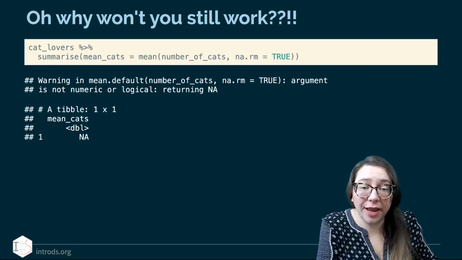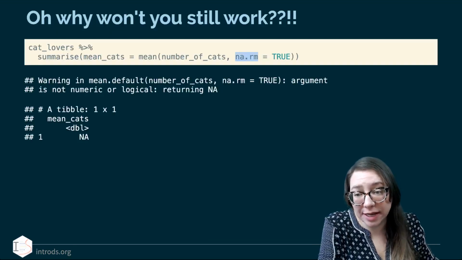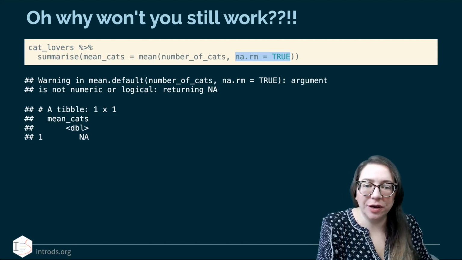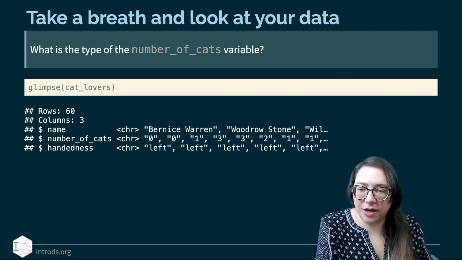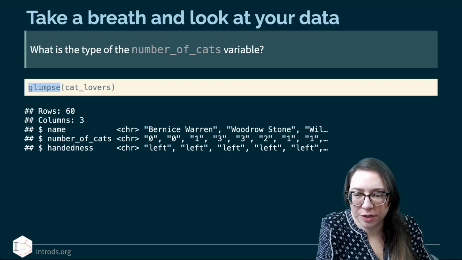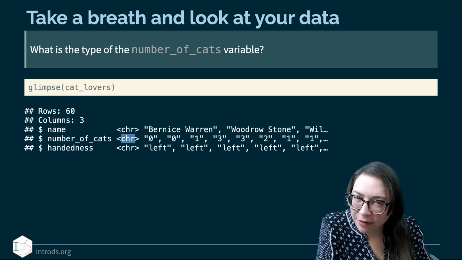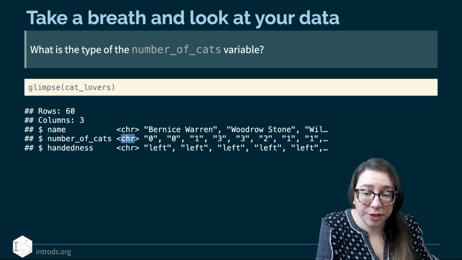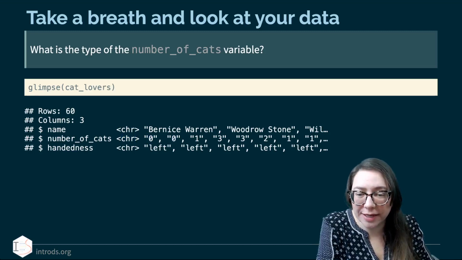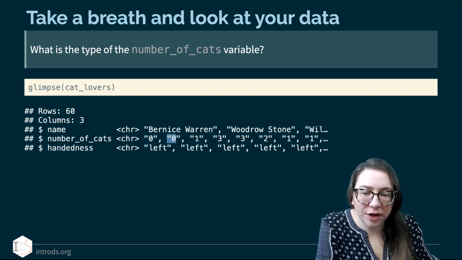So let's give it a try. I can add the na.rm argument, setting it equal to true, but it still doesn't work. So what might be going on here? Let's take a breath and look at our data. I'm going to use the glimpse function to take a look at my data set, and let's think about what is the type of the number of cats variable. So number of cats here is recorded as character, but we asked people to put in numbers, and in fact I am seeing numbers here, so it's a little bit bizarre why it is saved as a character, which I can also tell by the fact that these values are actually stored in quotation marks.